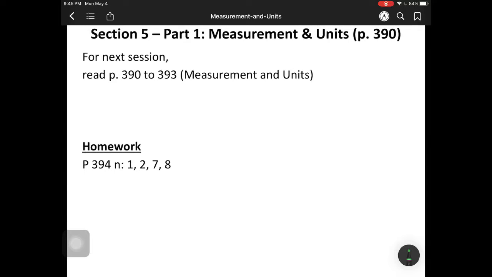All right, a very short section in the book. This is section 5.1, in the book from pages 390 to 393. The title is Measurement and Units. We're gonna skip this section. We usually skip it all the time.